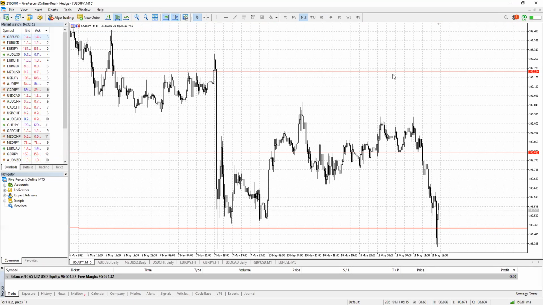And yes, after we will go to the CAD yen, which I guess I haven't seen. It's not a pair I follow, but I guess it will look similar to the dollar yen. So just to finish the analysis of this pair, Yuri, where do you move it now?